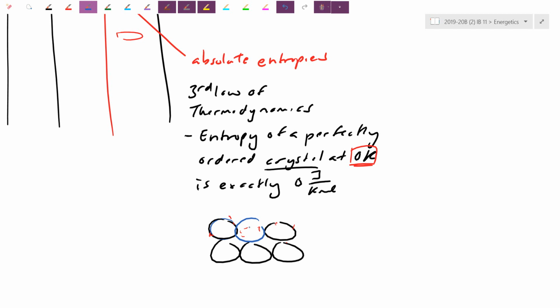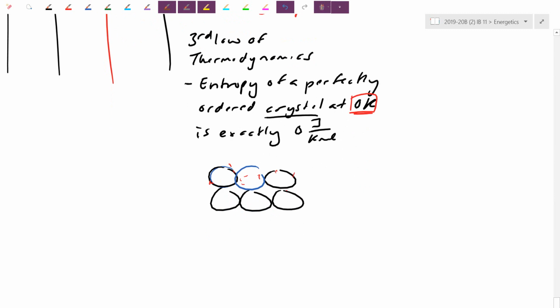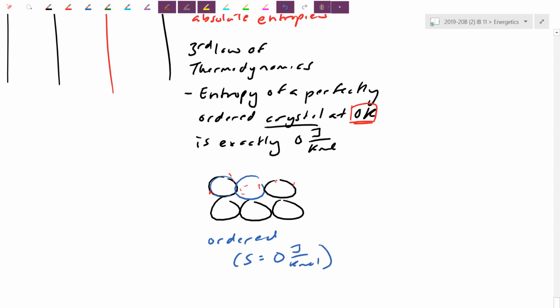This is the one way to organize the system. So in this case here, this is a perfectly ordered system. That's why we define entropy as disorder. If we're ordered, it means our disorder is 0. I can then say absolutely the entropy is 0, and I'm just going to remind you the units are joule per Kelvin mole.